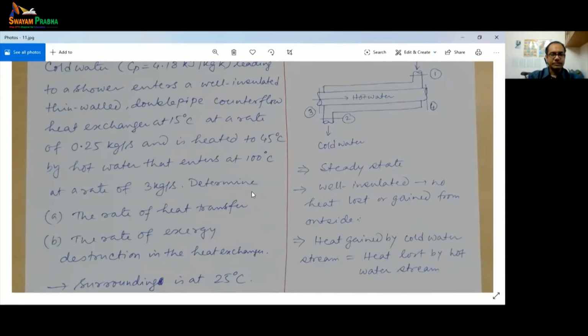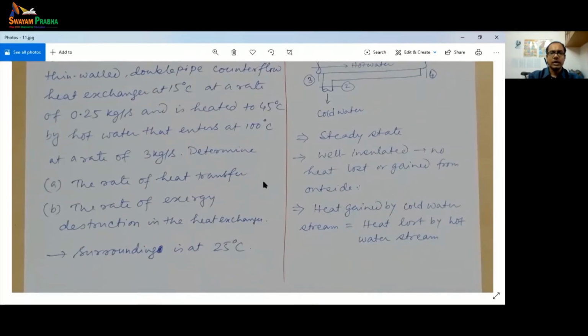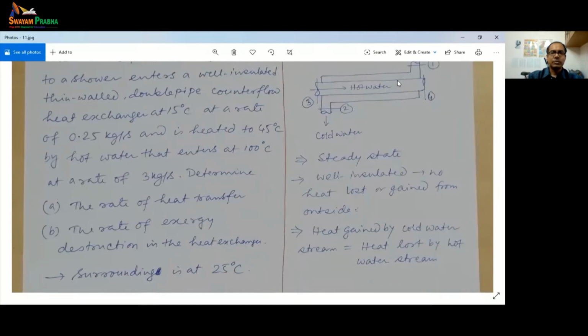Okay, now you have to determine what is the rate of heat transfer. That's the first thing. You have to first determine the rate of heat transfer, and then the interesting part, the rate of exergy destruction in the heat exchanger. You know that heat transfer across a finite temperature difference always leads to exergy destruction or entropy generation. So here we are asked to evaluate this amount of exergy destroyed.